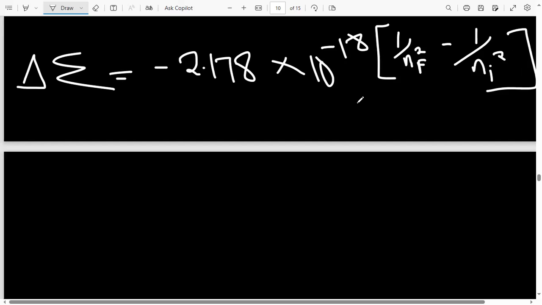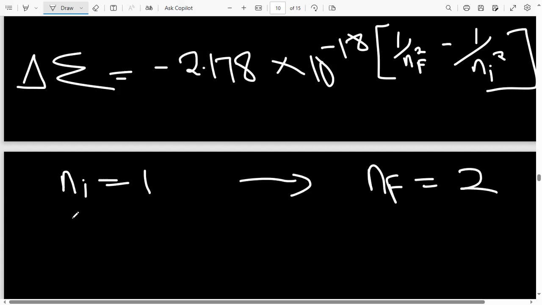So remember, they said the transition was from the Lyman series to the Balmer series. So meaning it was from energy level number 1. So our initial energy level will just be 1, and then we are going to the final energy level, which is 2. So we know that this one is Lyman here, and then this one is what?